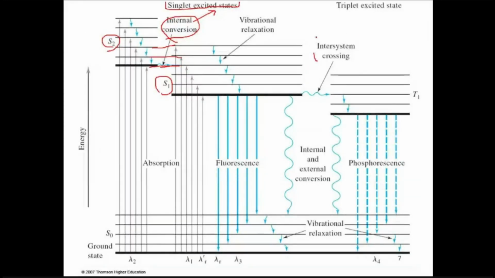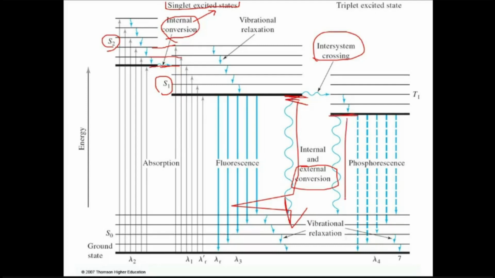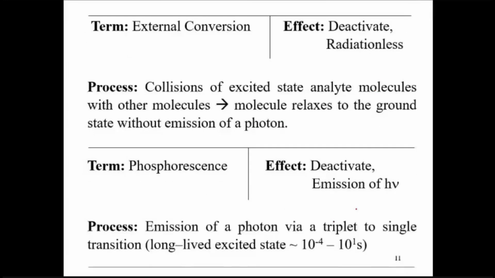We have just seen intersystem crossing here. Now external conversion is happening over here, from S1 to ground state and from T1 to ground state. Let us see how it is happening. It is again a deactivation process and it is a radiationless process. Collision of excited state analyte molecules with other molecules. Now, the molecule relaxes to ground state without emission of photon.